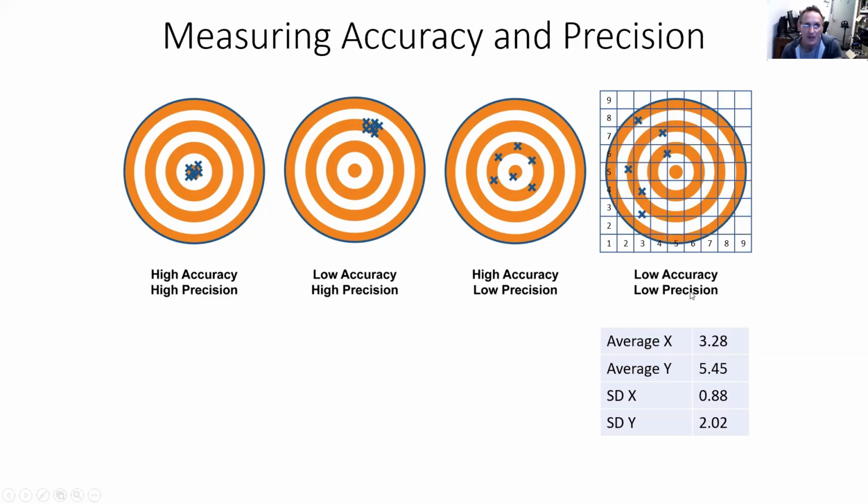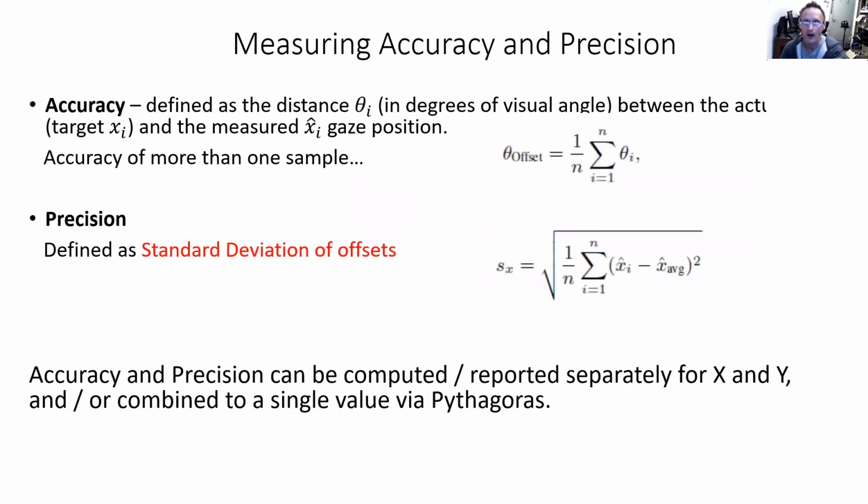So a very straightforward way to compute gaze data accuracy and precision is to calculate the average of a group of samples, subtract that from the known target location, and then compute the standard deviation across those samples and report that as precision. You can dress that up in fancy formulae, which you will see in lots of papers and books.